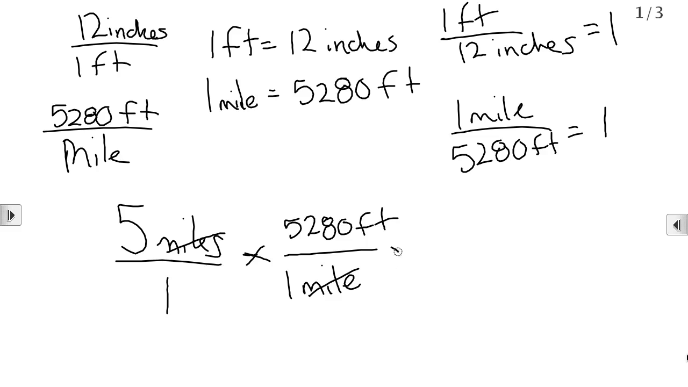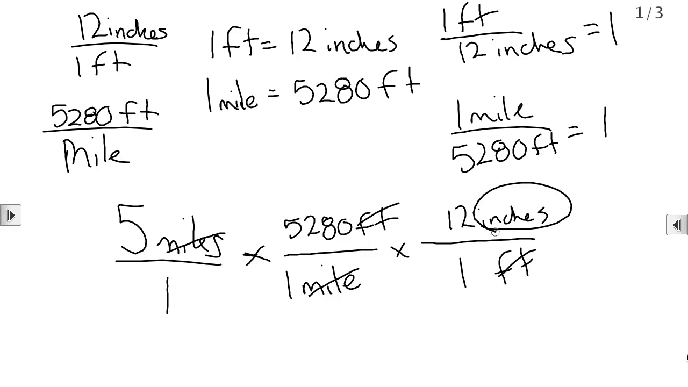All right. Now feet are going to be on the bottom here. 1 foot is 12 inches. When you have what you want in the top right-hand corner, then you know you're done. If everything cancels and you have what you want in the top right-hand corner, then you know you're done.